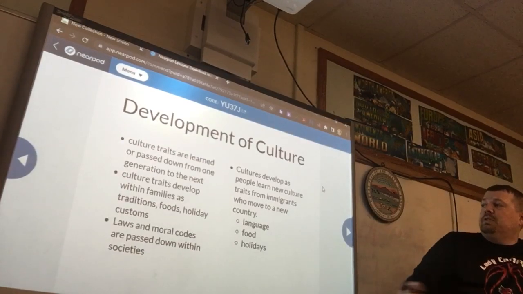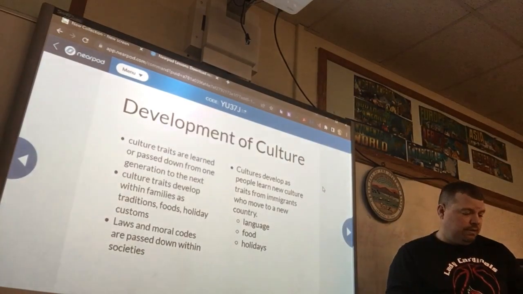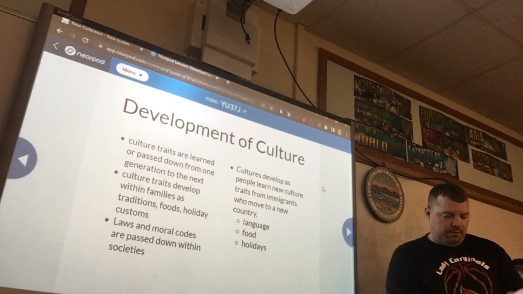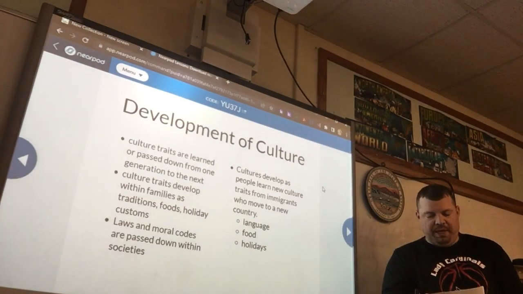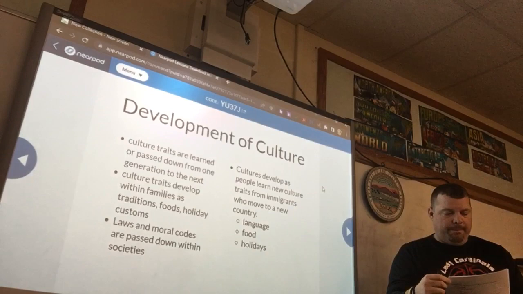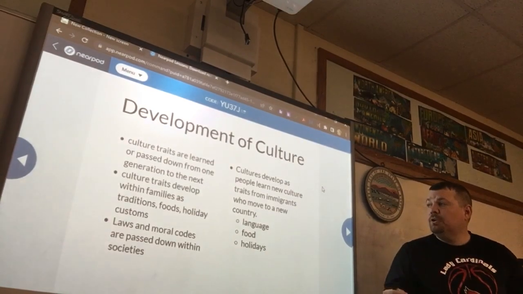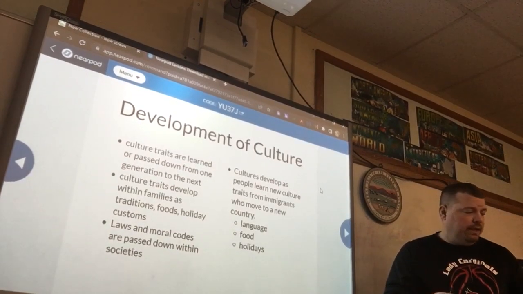Development of cultures. Culture traits are learned or passed down from one generation to the next. Culture traits develop within families as traditions, foods, holiday customs.